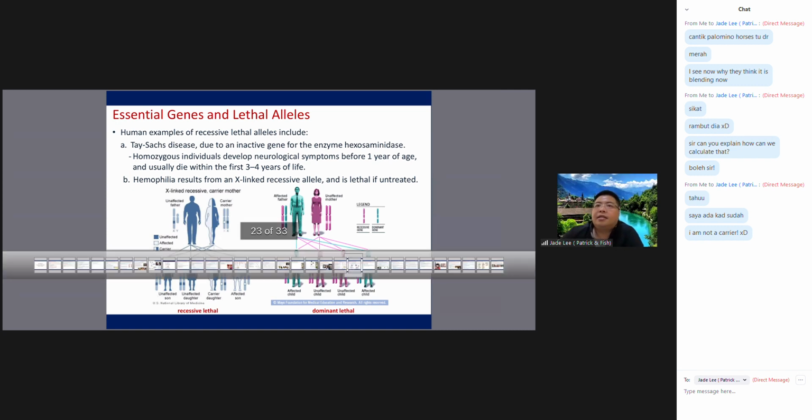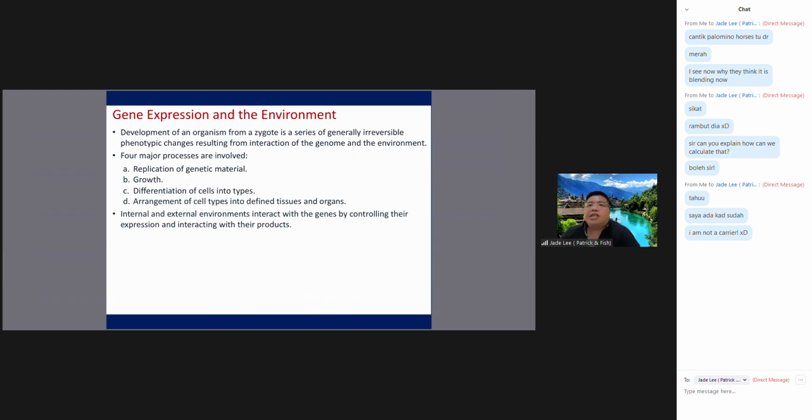Okay, so gene expression and the environment. The development of an organism from a zygote is a series of generally irreversible phenotype changes resulting from interactions of the genome and the environment. So there are 4 major processes involved. First is the replication of the genetic material. Second is growth. Third is the differentiation of cells into types. And the last is the arrangement of the cell types into defined tissues or organs.